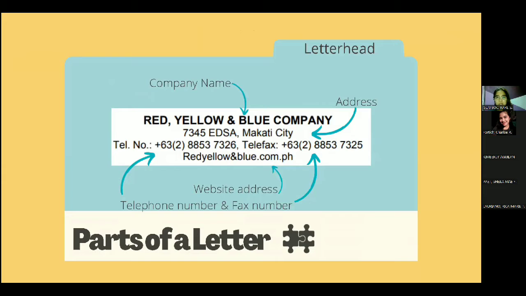First one is letterhead. This includes the name of the company, address, contact information such as telephone numbers, fax number, email address, and website. As you can see in our example, Red, Yellow, and Blue Company is the company name located in 7345 EDSA Makati City, and the telephone and telefax number is indicated as well as the website address of the company. Next slide, please.